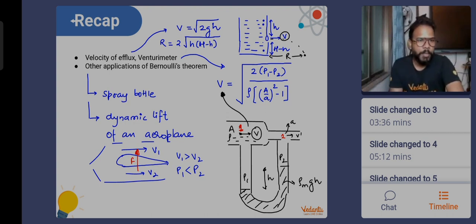So everybody, let's do a question based upon Venturi meter, velocity of efflux, and then we'll move to the real fluids discussion today. Today's discussion will mostly be about viscosity, which is basically the friction in fluids, and then we'll speak about something called terminal velocity. As and when we reach there, I'll explain that part also.